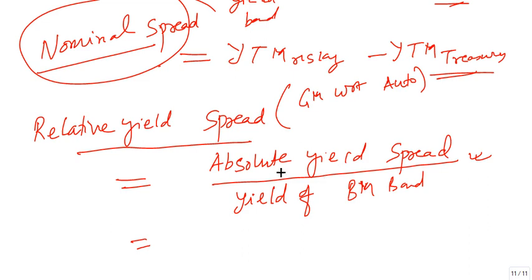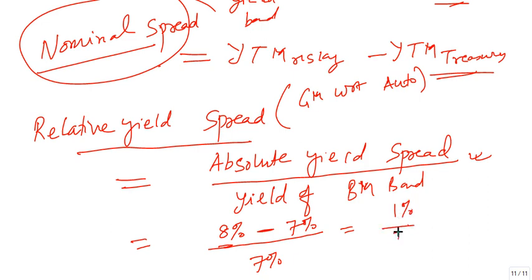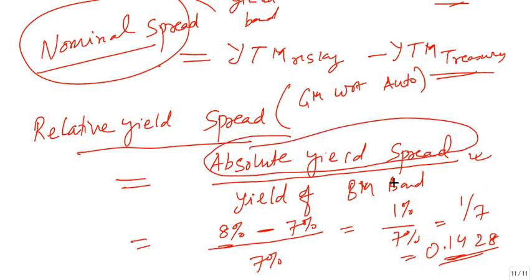Our absolute yield spread is how much? Absolute yield spread will be 8% of General Motors minus 7% of your automobile sector, divided by 7%. So this will be 1% divided by 7%, or 1 by 7, or you can write it as 0.1428 roughly. So this is your relative yield spread. Relative yield spread is the absolute yield spread divided by the yield of the benchmark bond.